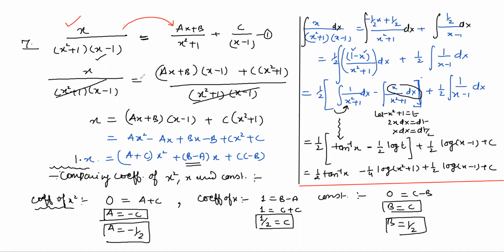I just want to discuss one more question, related to improper fractions. You can check that the earlier one is a proper fraction. Why? The degree of the denominator is greater than the degree of the numerator. One more question I want to discuss is related to the improper fraction.